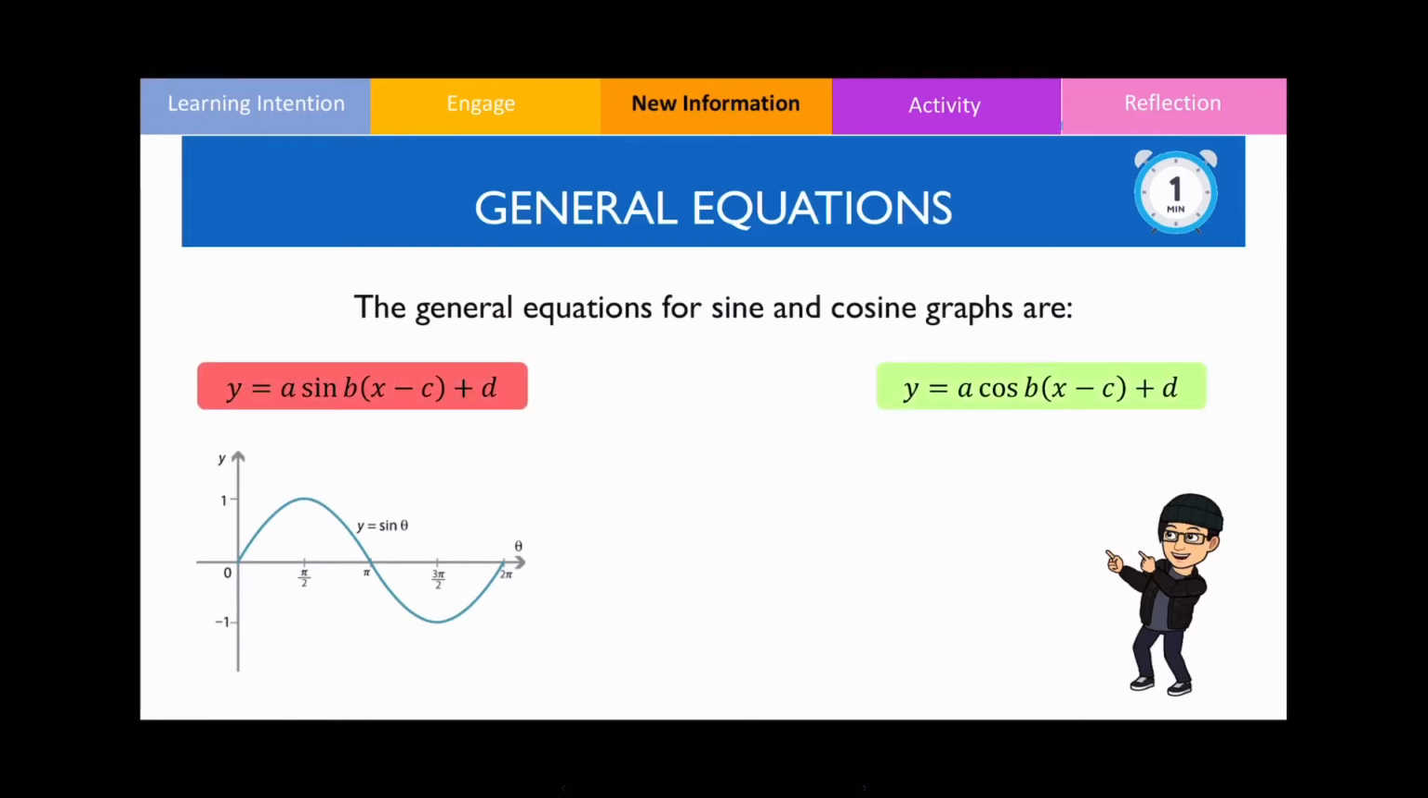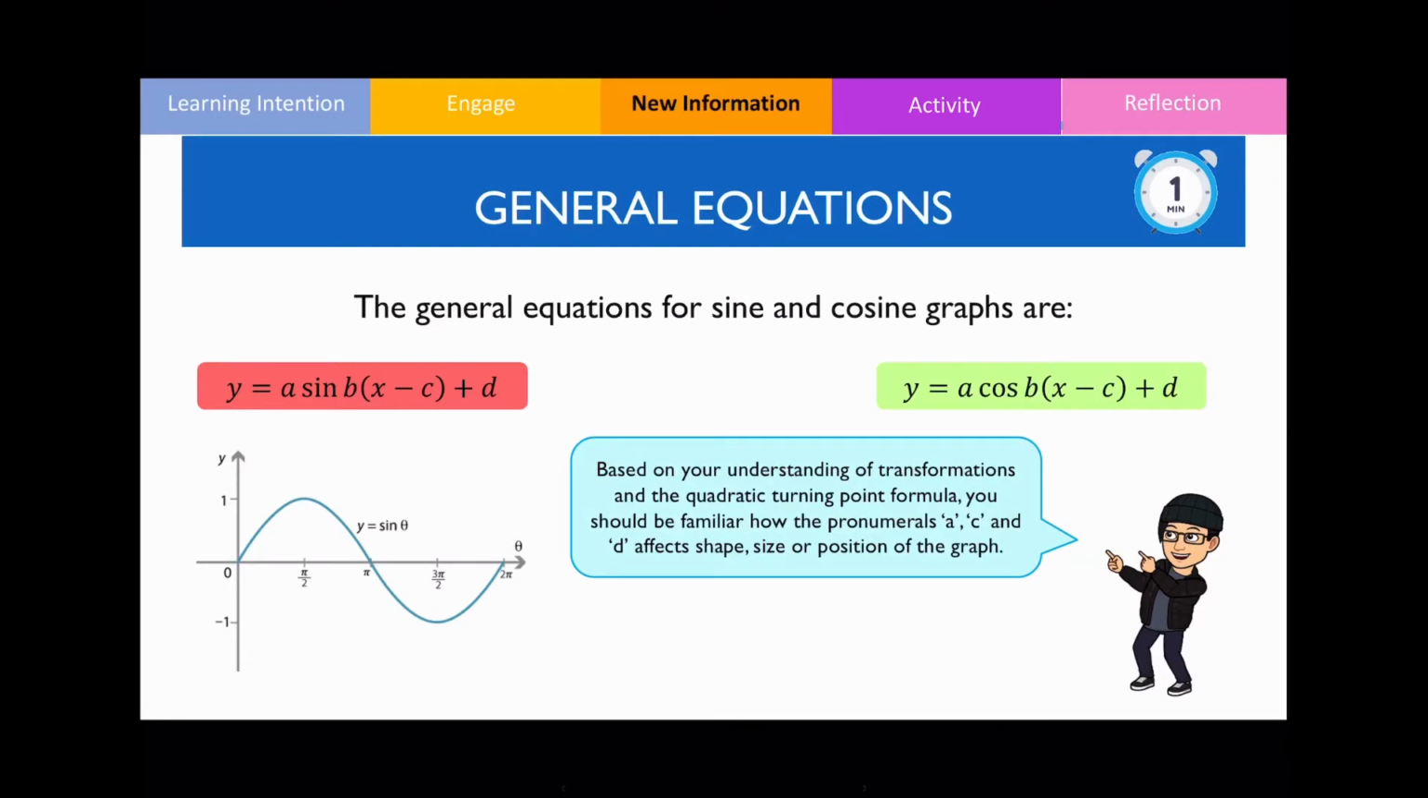Now, something that I do want to point out firstly is that different textbooks use different letters. So instead of having A, B, C, and D, they might use A, H, K, those kinds of pronumerals instead, but they essentially mean or represent the exact same thing, okay? But in this case, I'm just going to be using the pronumerals in alphabetical order, A, B, C, and D. And each of these pronumerals has a different effect on the shape, the position, and the size of the graph. So these are effectively transformations to the actual sine and cos graph itself, okay?